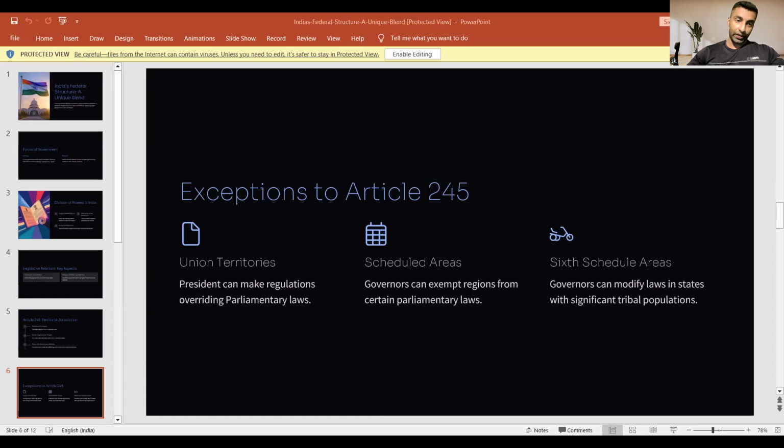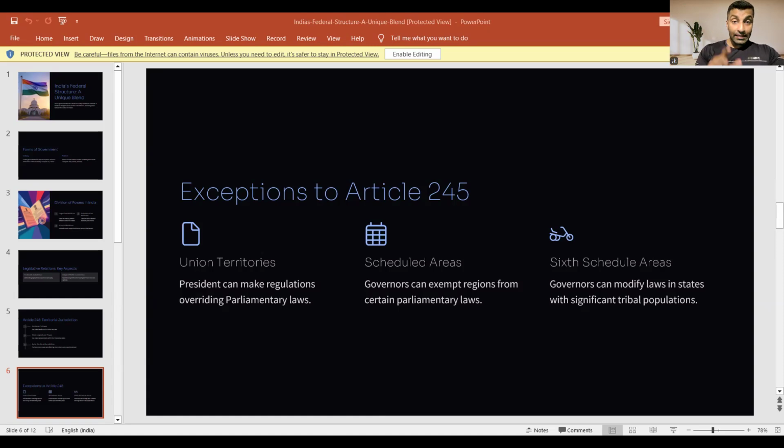Now, the second one, coming to scheduled areas. That means the Fifth Schedule. Governors in states with scheduled areas have the authority to exempt these regions from certain parliamentary laws. So that scheduled areas matter comes under the Fifth Schedule.